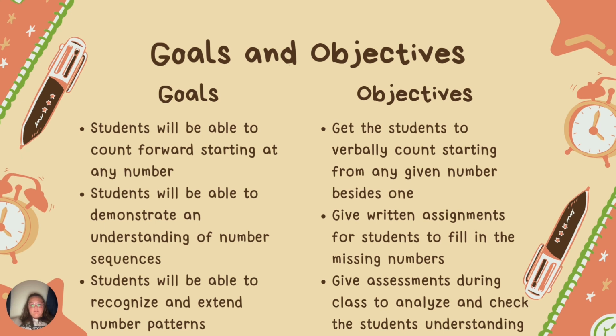The objectives are getting the students to verbally count starting from any given number besides 1, give written assignments for students to fill in the missing numbers, and give assessments during class to analyze and check the students' understanding.